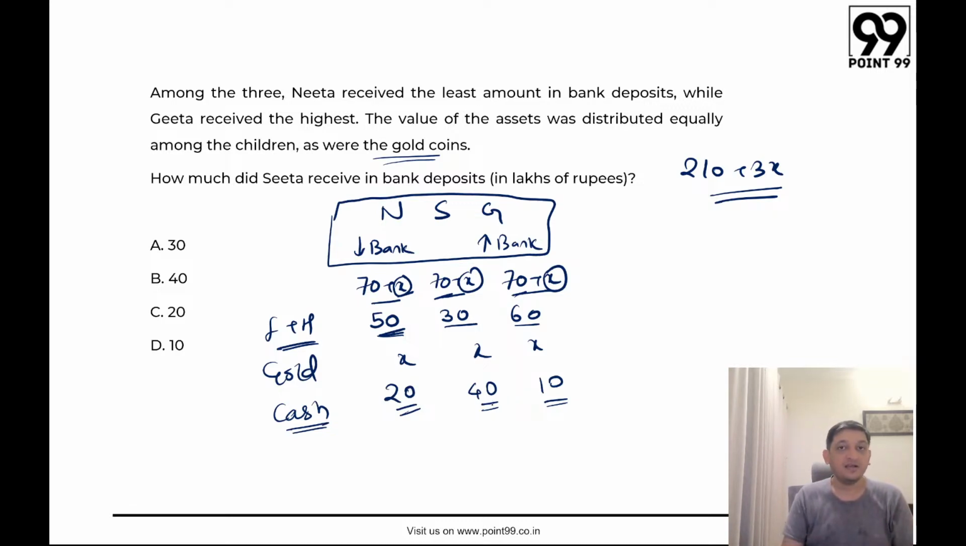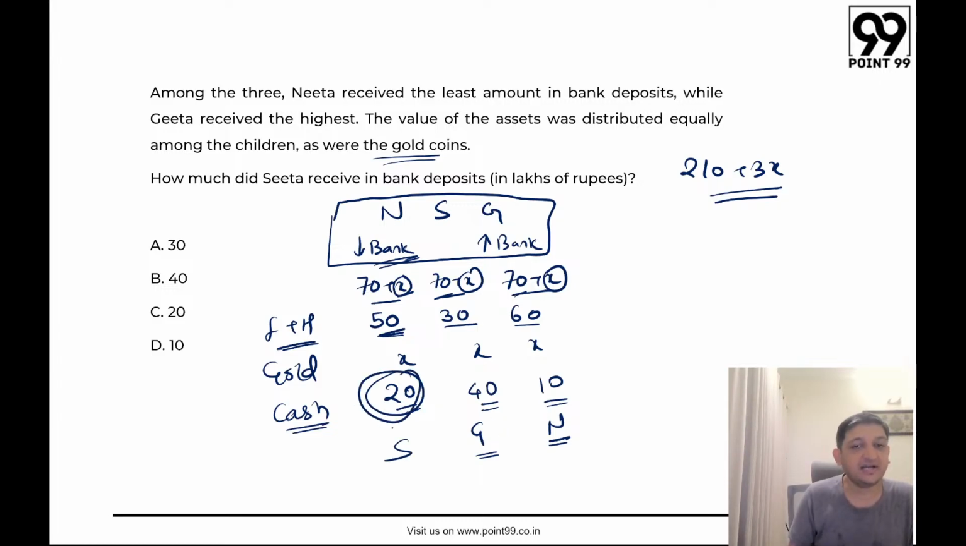Now we have been told that Neeta has the lowest amount of cash or bank deposit that was given to her. So this one has to be Neeta. And Geeta was the one with the highest bank deposit. So this one has to be Geeta. So Sita को कितना bank deposit मिला? The last one is Sita. Sita would have got 20 lakhs as bank deposits. So the correct answer here is option C, that is 20 lakhs.